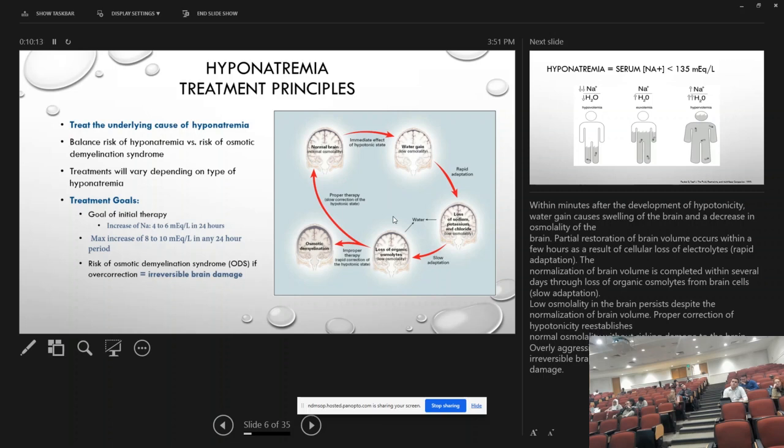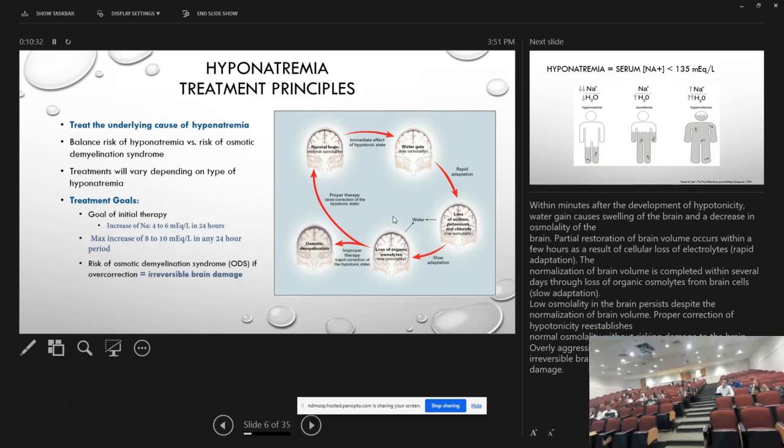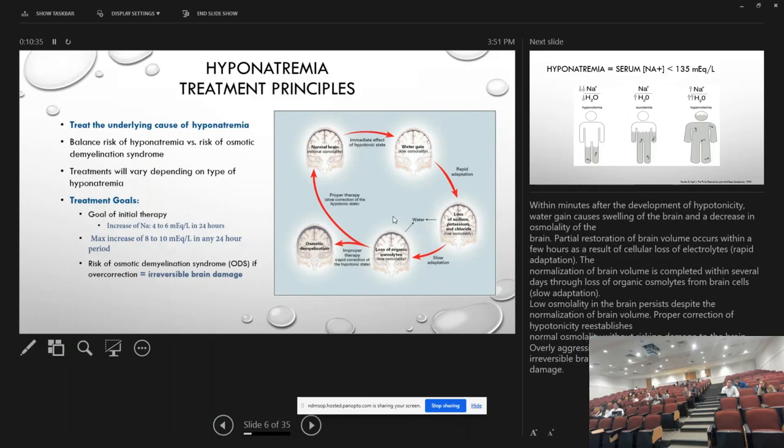So in a normal situation, when the body senses a hypotonic state, you'll have water gain in the brain. It'll cause cerebral edema. Why does that occur? So if your patient presents with hyponatremia, very rapidly you'll gain water inside the brain. Why is that?